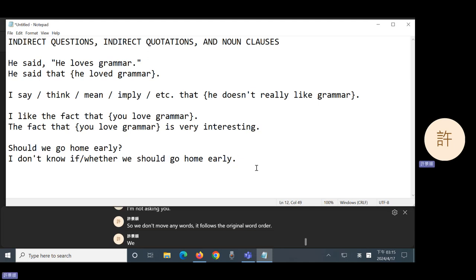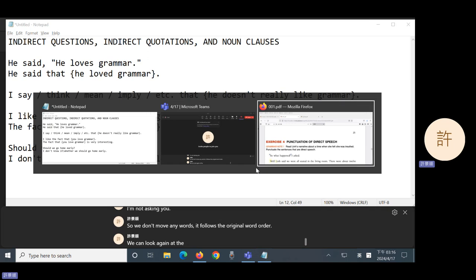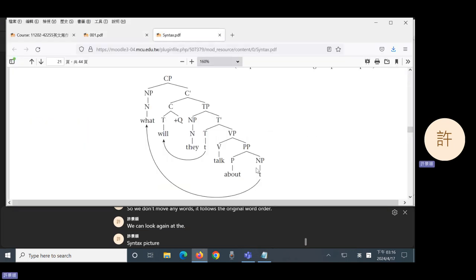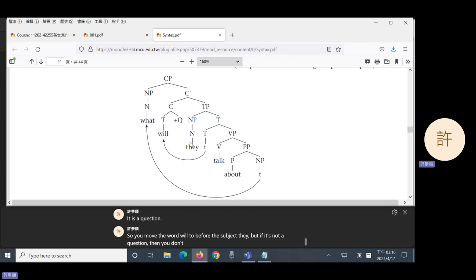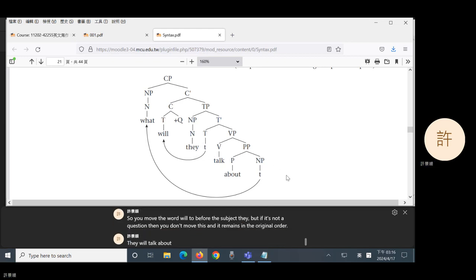We can look again at the syntax picture for questions. Right. So in this case, it is a question, so you move the word will to before the subject they. But if it's not a question, then you don't move this and it remains in the original order, they will talk about something.